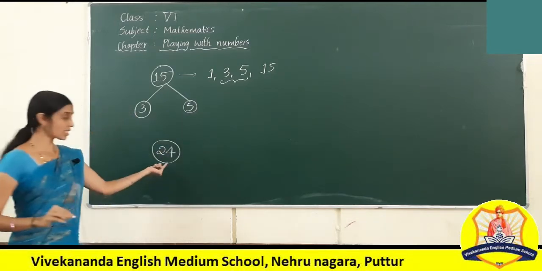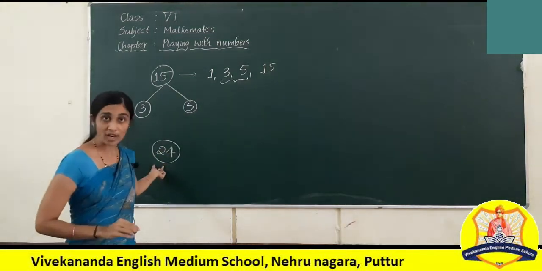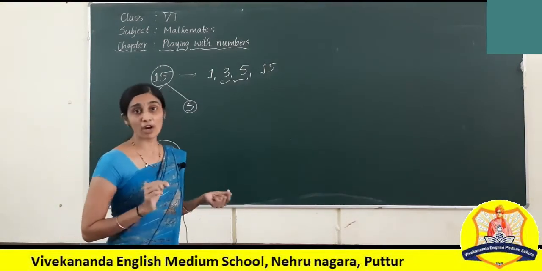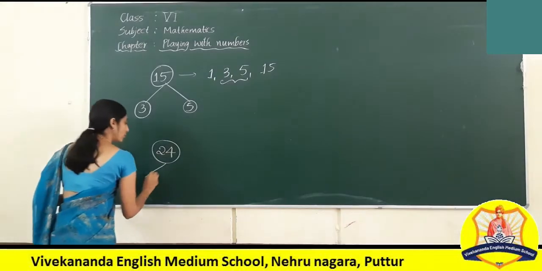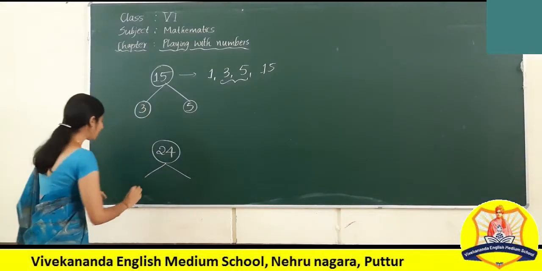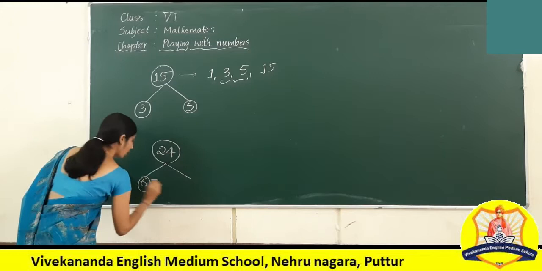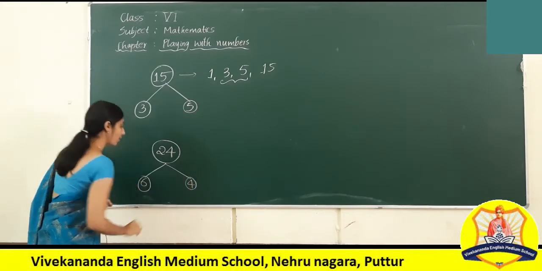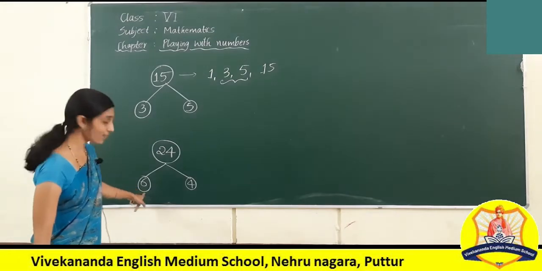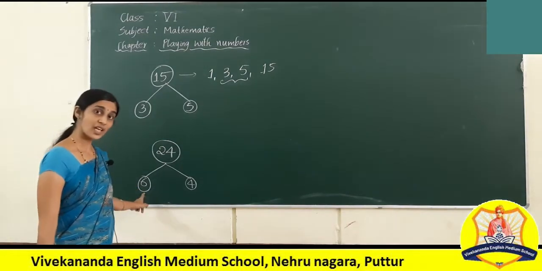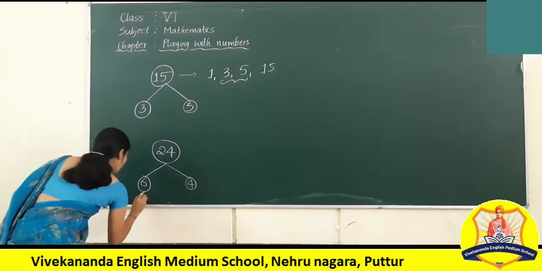I'll express 24 as the product of its 2 factors. Any of the 2 factors I can take. So I'll take here 6 and 4. Now children, can I divide the 6 once again? Which are the numbers? Okay.